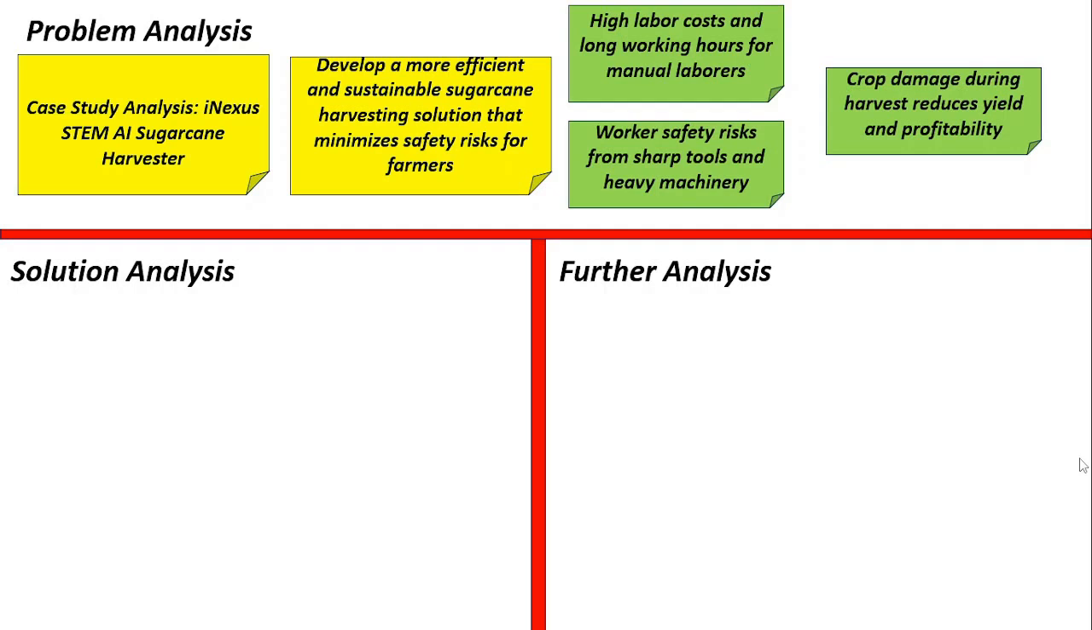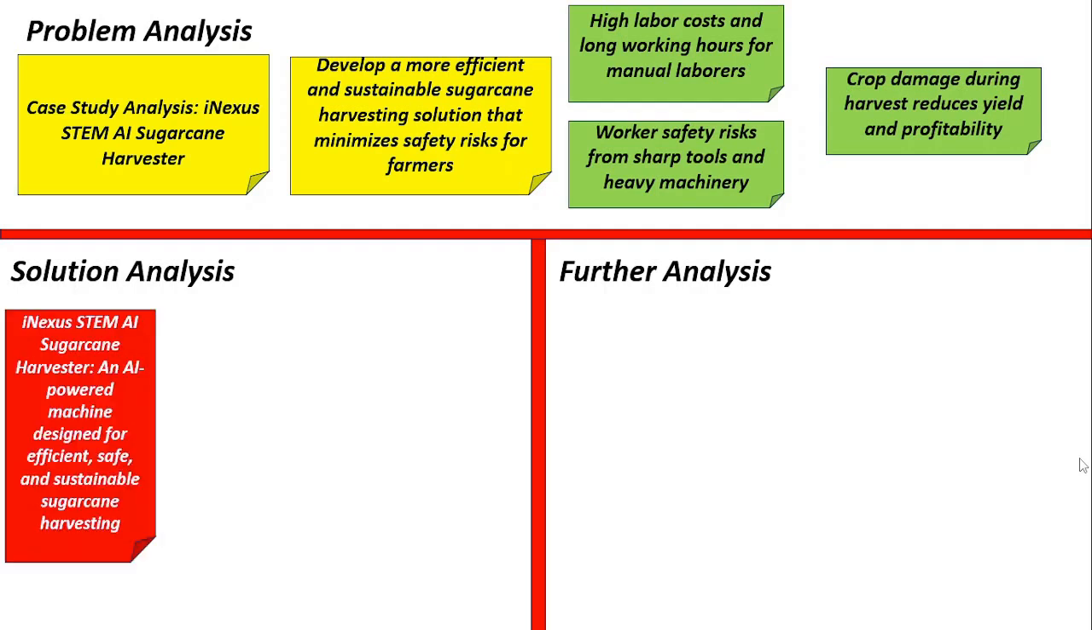How do I solve this? How do I give the solution? Likewise, I conduct the solution analysis in the second section. Here also I utilize sticky notes. First I use the red sticky note, on which I wrote the iNexus STEM AI sugarcane harvester, an AI powered machine designed for efficient, safe, and sustainable sugarcane harvesting. From the previous step's analysis, I write the solution requirement like this on the sticky notes.